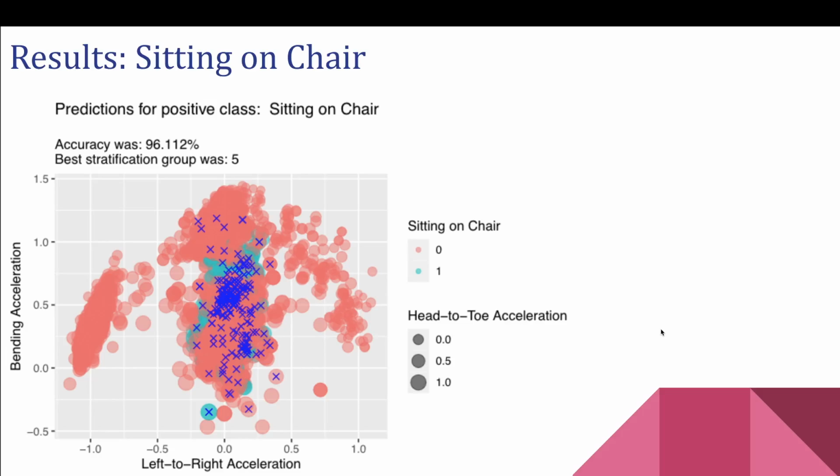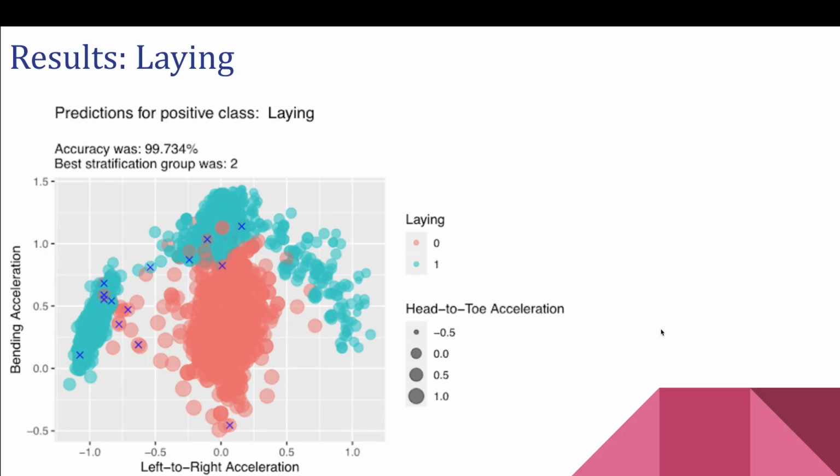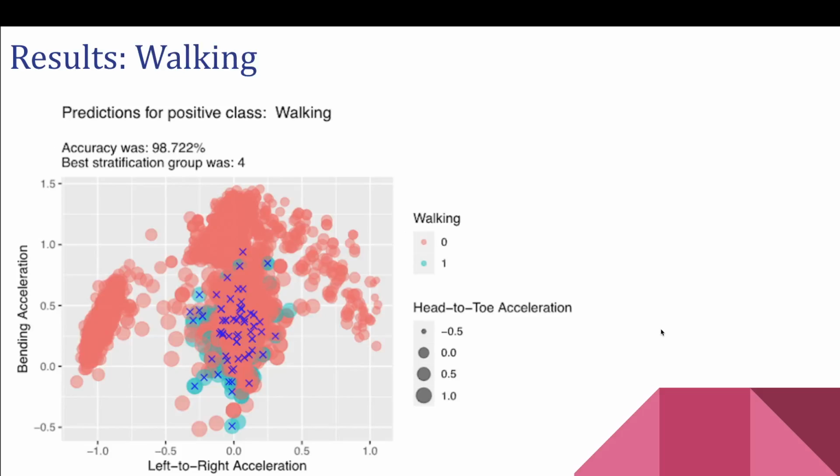Going quickly through the others, now that we have the pattern, we see sitting on a chair, we had 96% accuracy. For laying down, we had 99% accuracy. And then for walking, we had 98.7% accuracy.